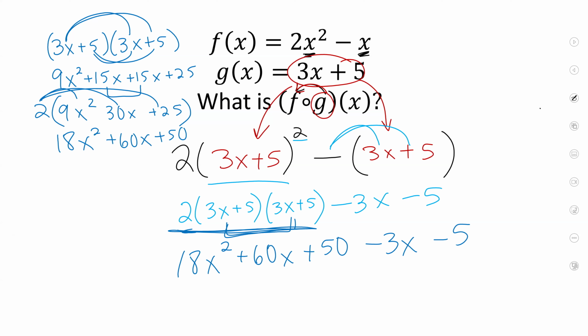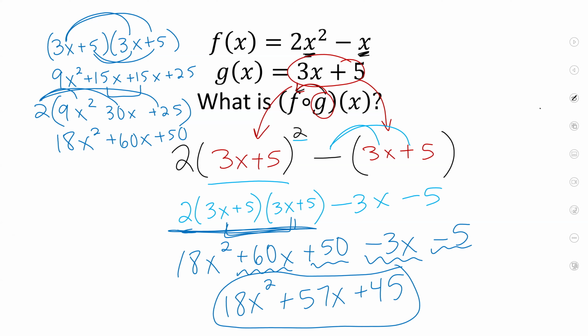Let's combine the x's. Combine your x's. What's 60 minus 3? 57. This is 18x squared. And then what's 50 minus 5? 45. So this is the composition. This is f of g.